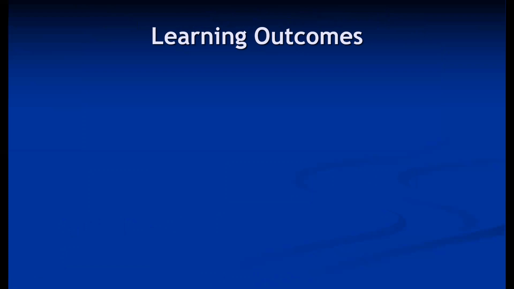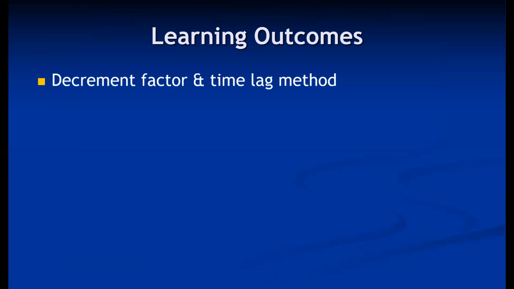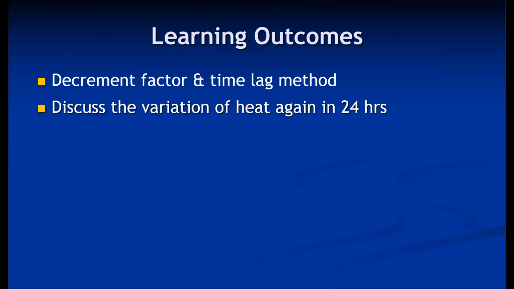And also with the help of this technique, we can estimate when the cooling load on the air conditioner is maximum, depending upon the variation in time. The weather data we studied in the 4th unit is especially required for these two methods, that is transmission load. At the end of this topic, you should be able to explain the decrement factor and time lag method, and also discuss the variation of heat gain in 24 hours.